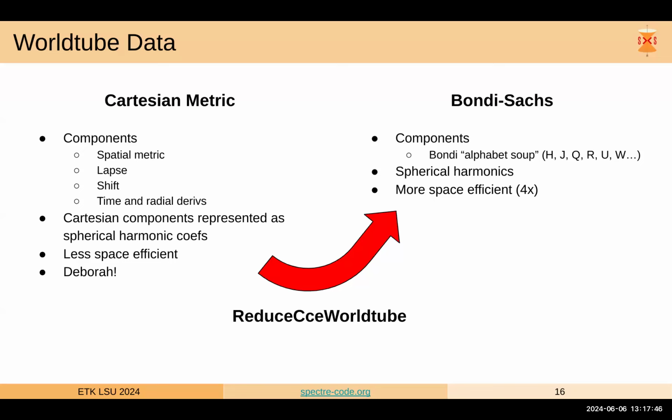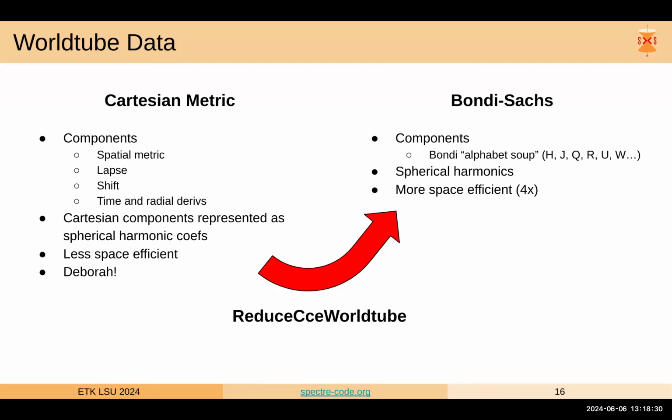And so that executable that I was talking about before, the reduce CCE World2, will take metric data in the Cartesian metric format and convert it to the Bondi-Sachs format. This way, if you don't have the transformations to be able to put your data into the Bondi-Sachs format, you can just dump it in the Cartesian format and then convert it to Bondi-Sachs. I think eventually I want to be able to support reading in, instead of dumping it as spherical harmonics, just data on collocation points on a sphere, and then having CCE do the transformation itself, but that's probably longer term.